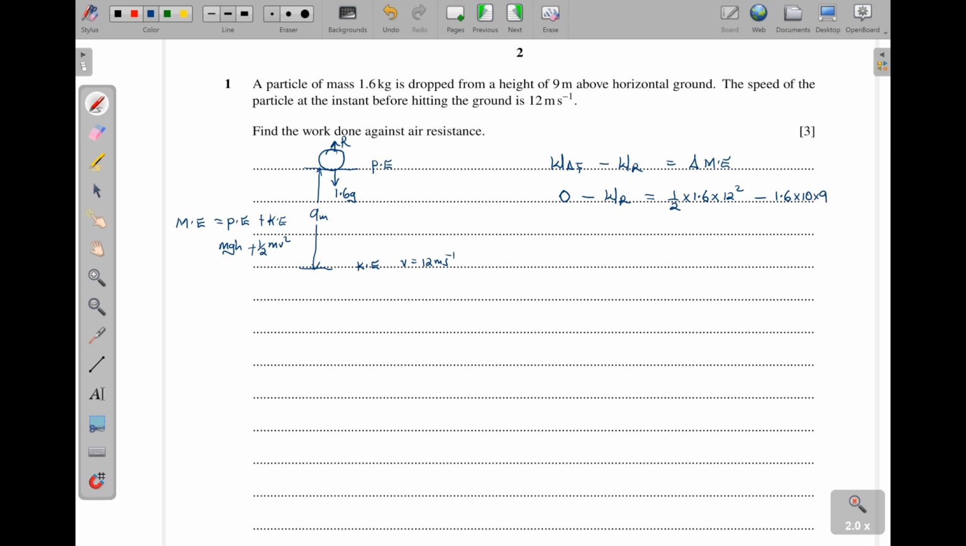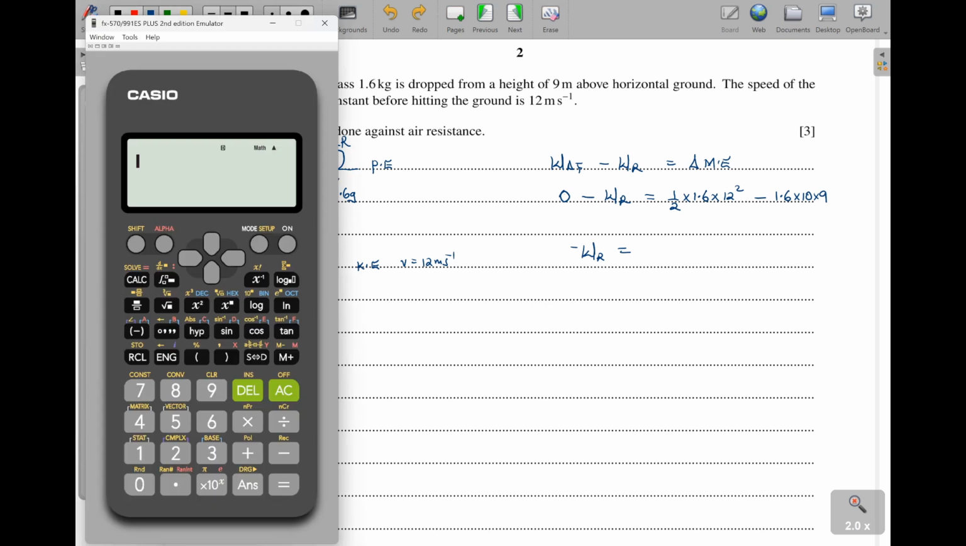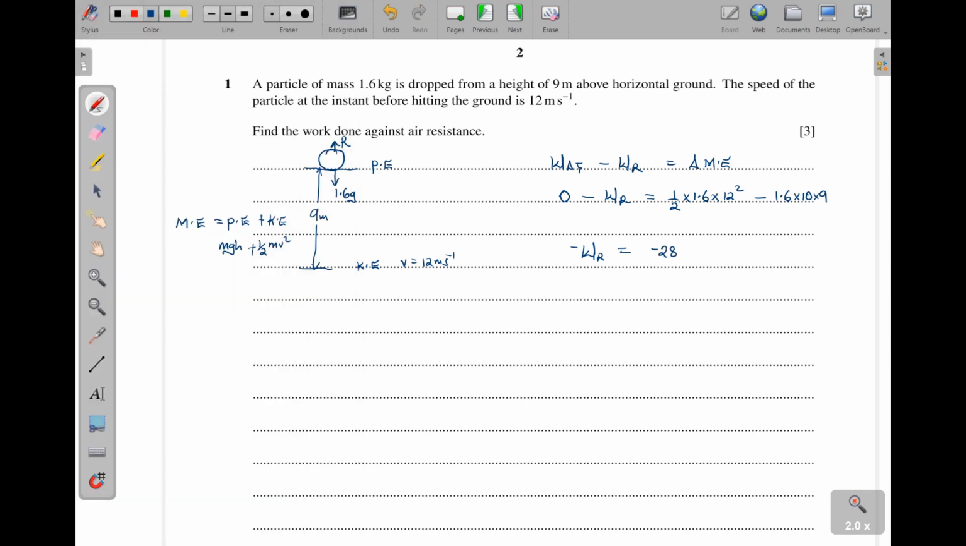Now, 12 squared is 144. Divide by 2, 72. Now, when I multiply that by 1.6, what do I get? Let us just simplify by putting everything in the calculator: 0.5 times 1.6 times 144, since 12 squared is 144, then minus 1.6 times 10 times 9. Altogether, it gives us negative 28.8. That means when we divide all through by negative 1, work done against resistance is 28.8 joules, because energy is measured in joules.